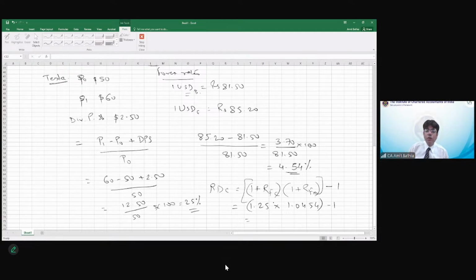You are not only earning 25% over here, but you are also earning this 4.54% on the entire investment of 1 plus the 25% return you have earned. And thereby, your return is bound to be in the region of around 30%, right? I think it is coming to something like 30.675. So you have 30.67% as a return, right?